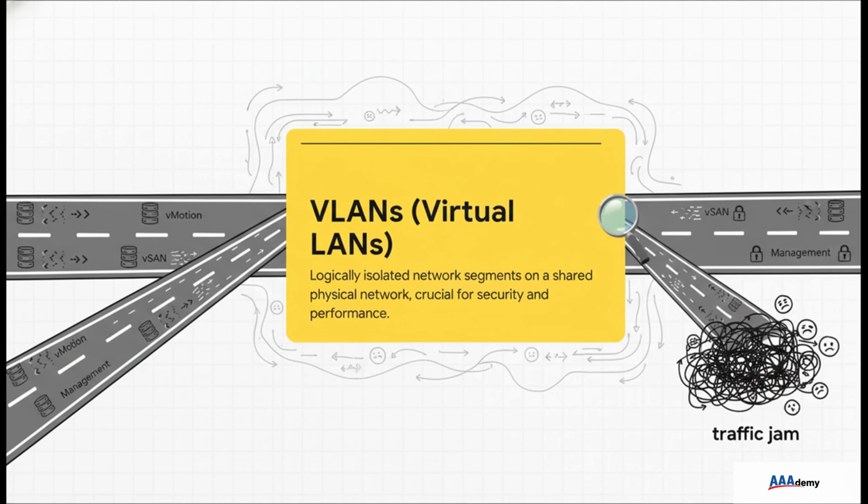Next up, we've got to plan our traffic flow using what are called VLANs. The easiest way to think about these is like dedicated express lanes on a superhighway. We need separate, totally isolated lanes for our most critical traffic: one for management, another for live migrations with vMotion, and one for storage traffic with vSAN. If you mix all that traffic together, you create a massive traffic jam that can grind your entire cloud to a halt. This separation is just fundamental for both security and performance.